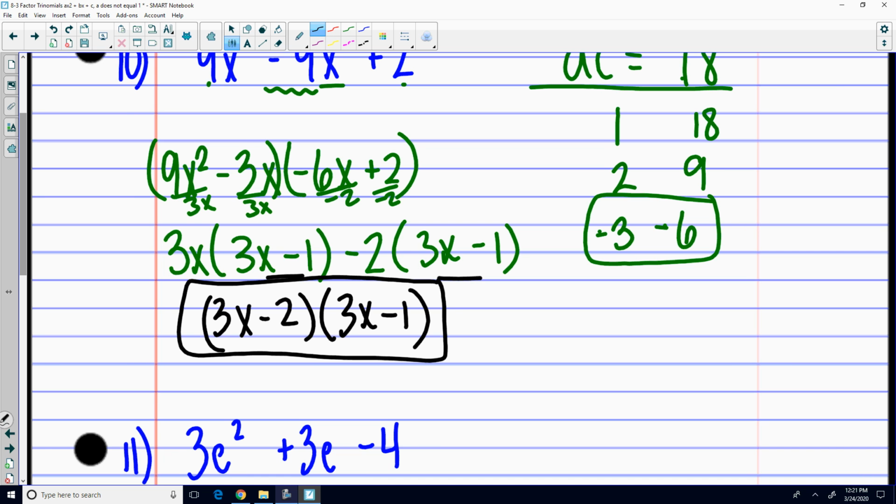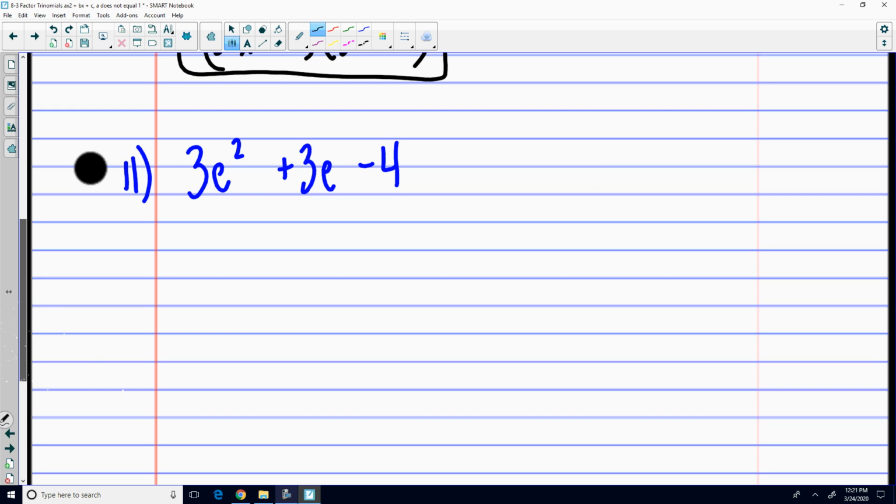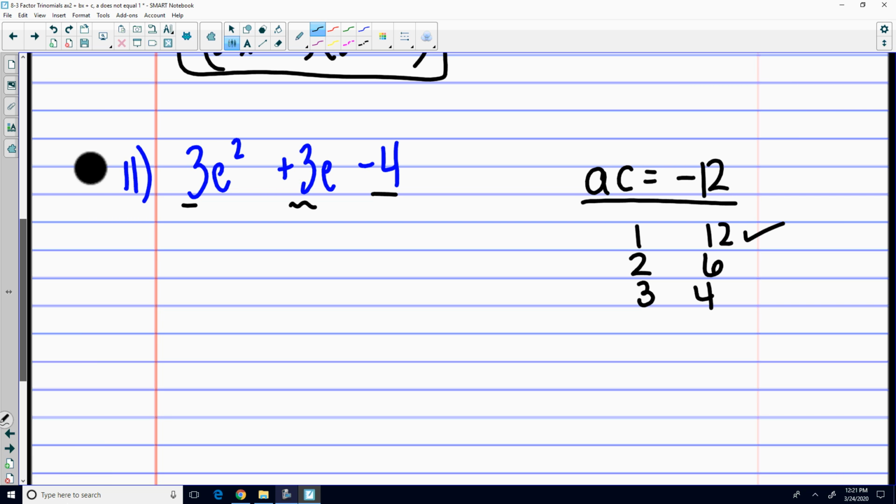So let's do number 11. Let's see if this one's prime. All right, let's do it again. A times C is negative 12. 3 times negative 4. Let's write the factors. 1 and 12, 2 and 6, 3 and 4. What do I need to add to? I need to add to positive 3. Which ones of these factors add to B, which has a 3 here? This one I cannot make 3. This one I cannot make 3. And this one I cannot make 3.